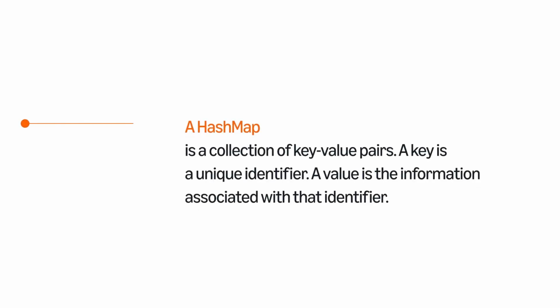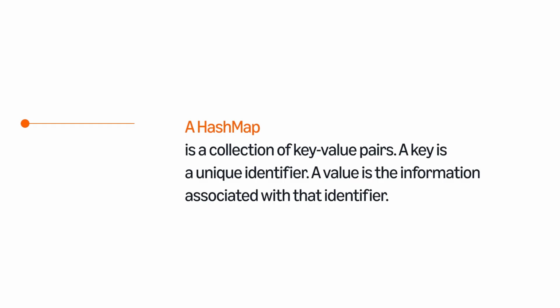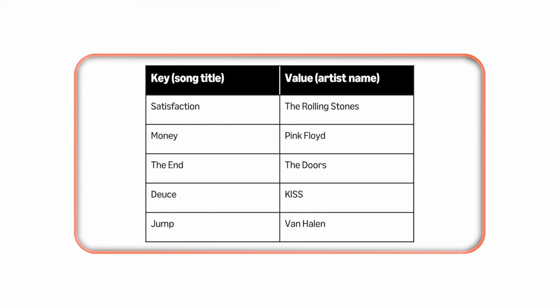So what is a hash map exactly? A hash map is a collection of key value pairs. A key is a unique identifier of some kind, such as your username or national ID number. A value is the information associated with that identifier, such as your social media profile or personal information in a national database. How can a hash map be used in your music application?